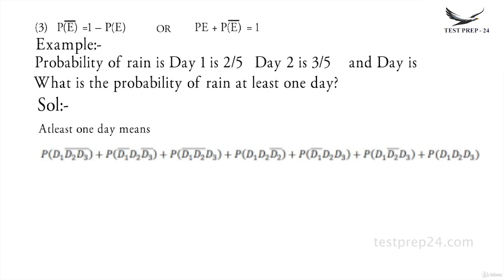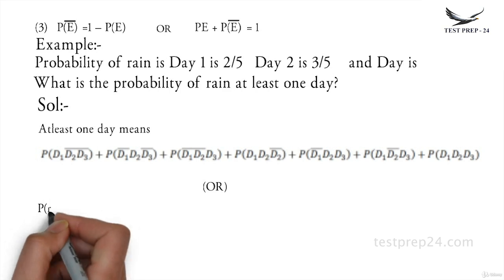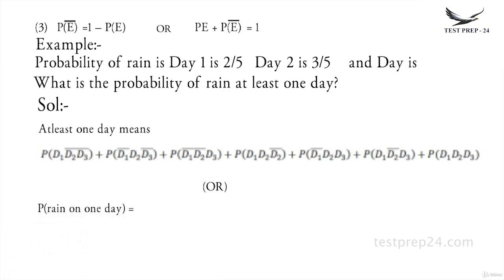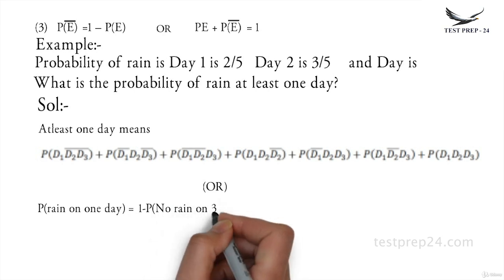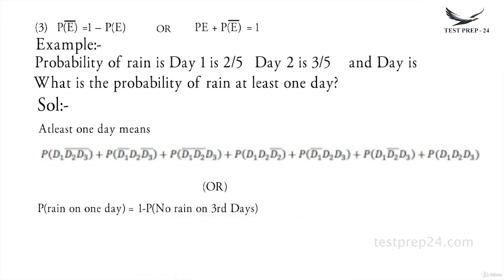If I add all the possible cases, I'll get my answer. Or I can do the same question another way: probability of rain on at least one of the days. In this case, the only event I don't want is no rain on all 3 days. The total probability is always 1, so 1 minus the probability of the event not happening at all. So 1 minus the probability of no rain on first day, second day and third day. In both ways, whichever you find convenient, you can go for that.